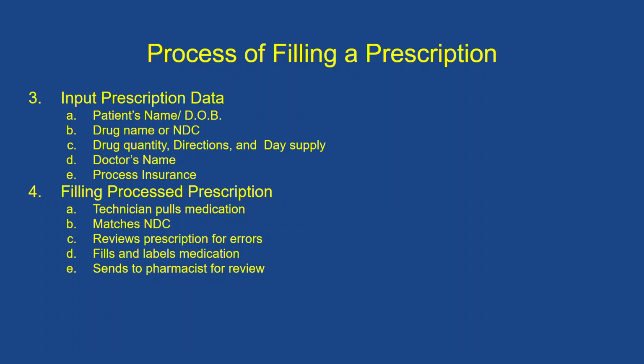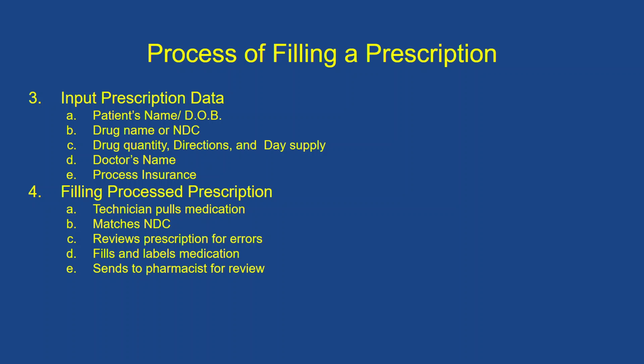Then we input the prescription into the computer software. We do that by pulling up your name and your date of birth. Once that's in there, we input the drug name or the NDC. Then we have to put in the quantity, the directions, the day supply, match it to the prescription, also the doctor's name, and then once all that is correct, we process the insurance, and then it goes to filling.